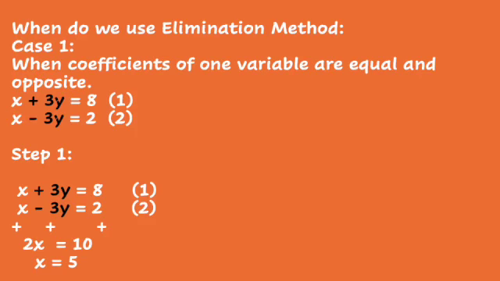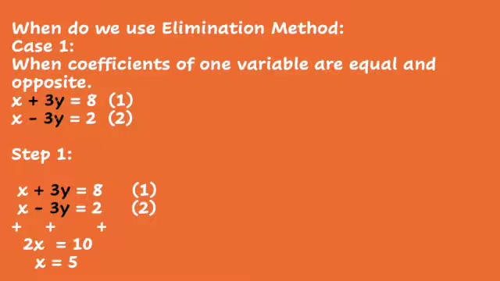Now the question is, when do we use the elimination method? We'll be considering two types of cases. Case 1 is when the coefficients of one variable are equal and opposite. Have a look at this set of equations here: x plus 3y equal to 8 and x minus 3y equal to 2. You can see here the coefficients of y are equal and opposite, plus 3 and minus 3.